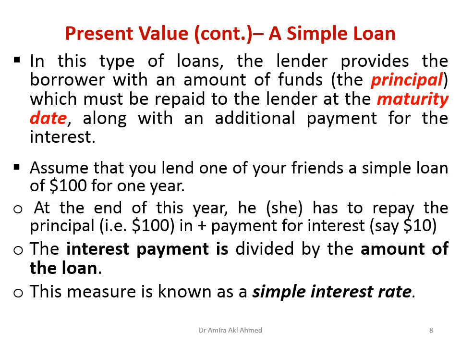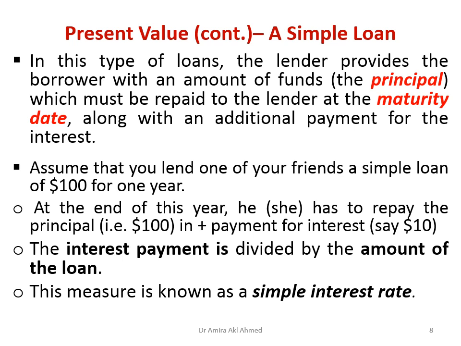In this type of loan, I mean a simple loan, the lender provides the borrower with an amount of funds that must be repaid to the lender at the maturity date, along with an additional payment for the interest. Note that the initial value of the loan is termed the principal, whereas the maturity date could be defined as the date on which the principal amount of a debt instrument becomes due and is repaid to the lender.